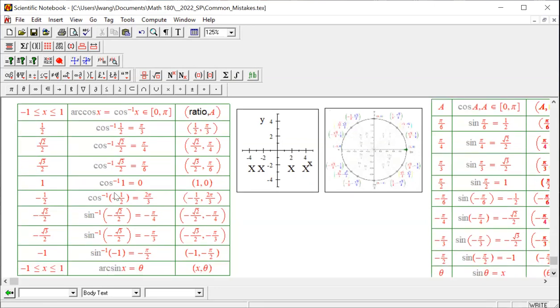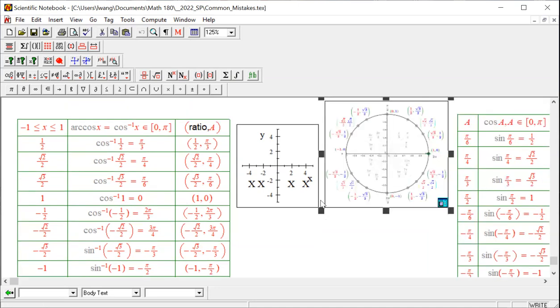Now we change it over. Arc cosine of -√2/2 is not going to be -pi over 4. It's 3 pi over 4. You can look for just the red number, from the red number to the angle, measured from standard position counterclockwise.